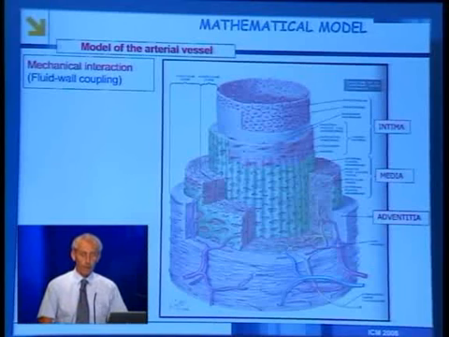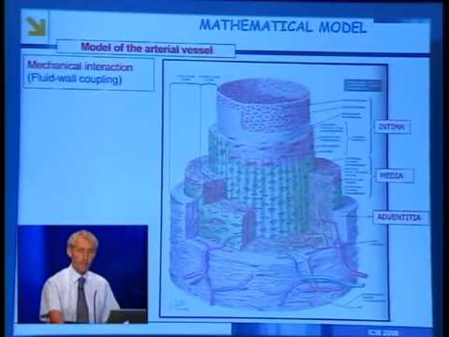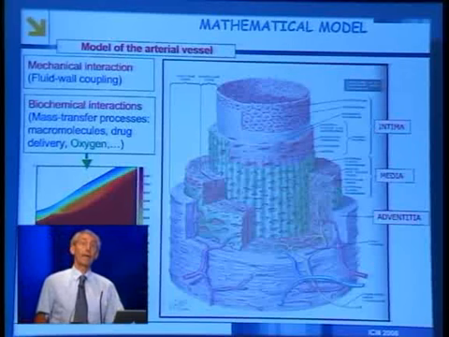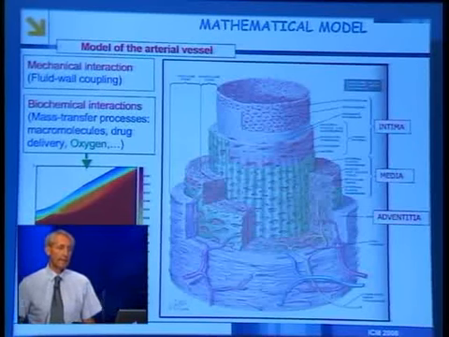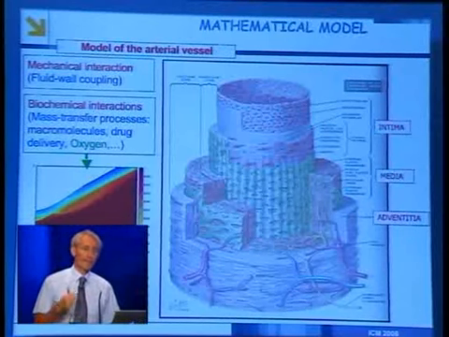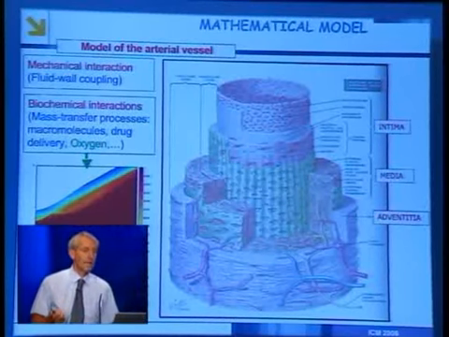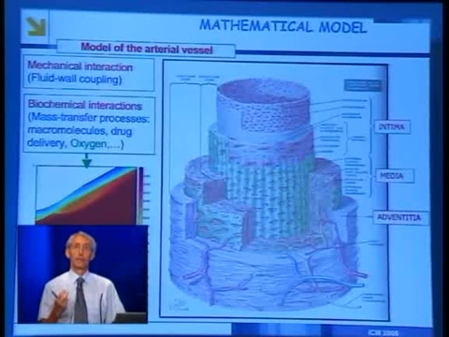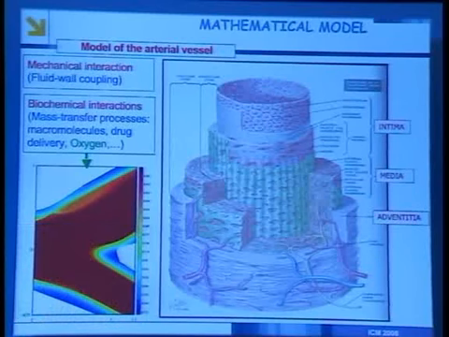But it's not the only important interaction between fluid and vessel. We should also account for biochemical interactions. And this is regulating the different kinds of mass transfer processes that you may have. You have macromolecules like cholesterol, for instance, passing from the lumen to the vessel wall. You have drug delivery when you take drugs, and you have the dynamics of oxygen.